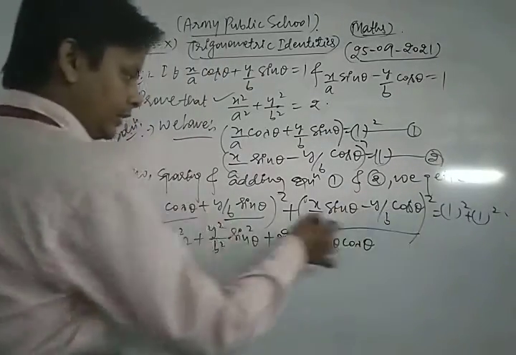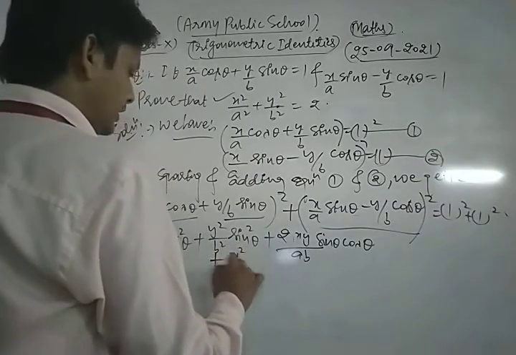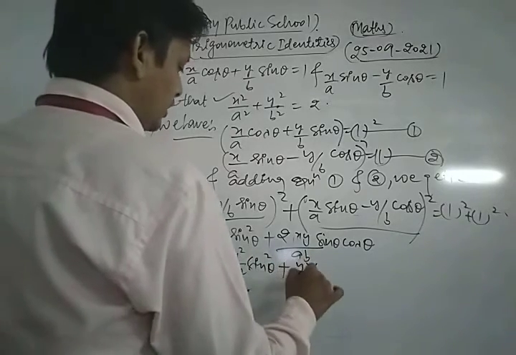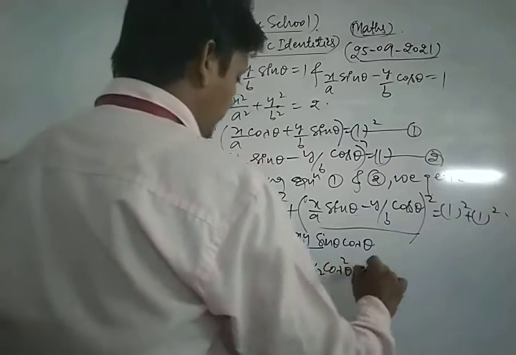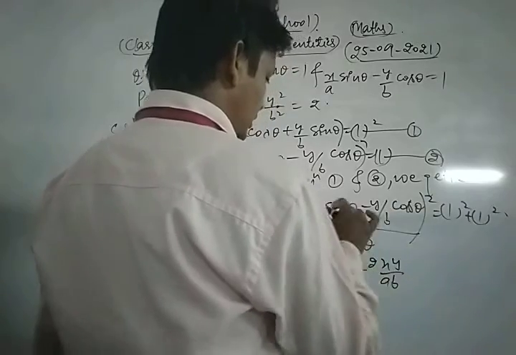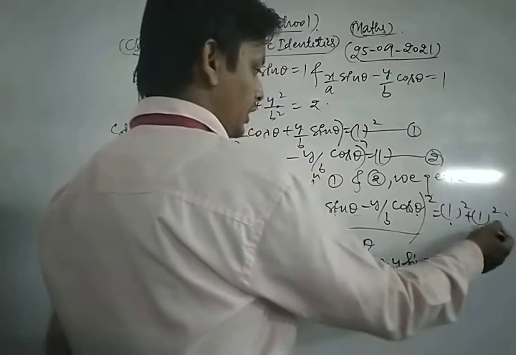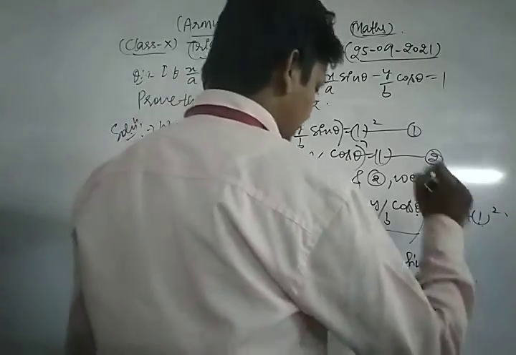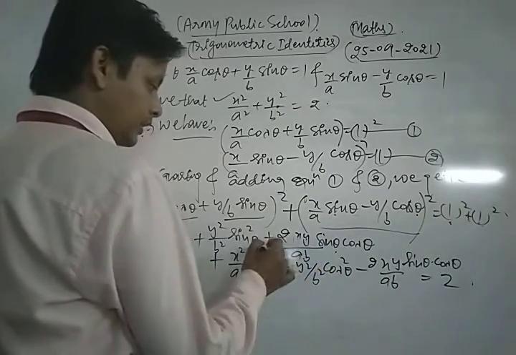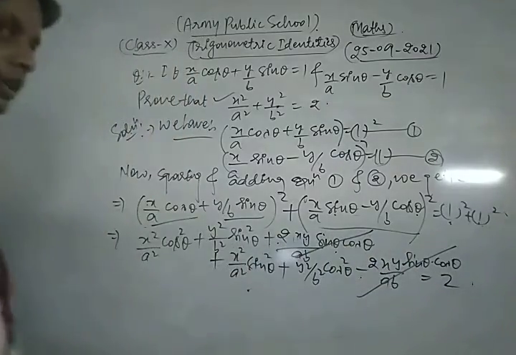Similarly, we expand the second term based on the identity (a minus b) whole square. So now look, plus a square means x square upon a square sin square theta, plus b square means y square upon b square cos square theta, minus 2ab means 2xy upon ab sin theta into cos theta. Now the square of 1 is 1, so the right side is 1 plus 1. Now look here, these terms 2xy upon ab sin theta cos theta are in plus and the same term in minus, so these terms cancel each other.